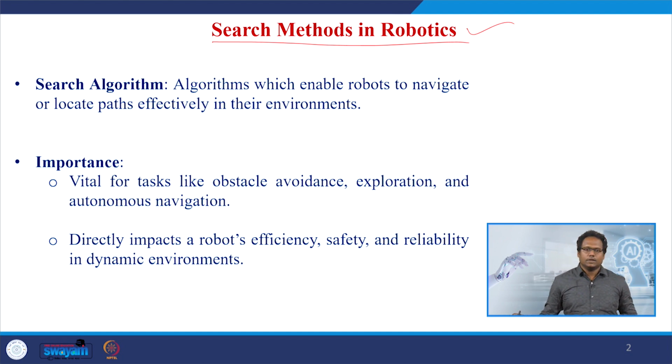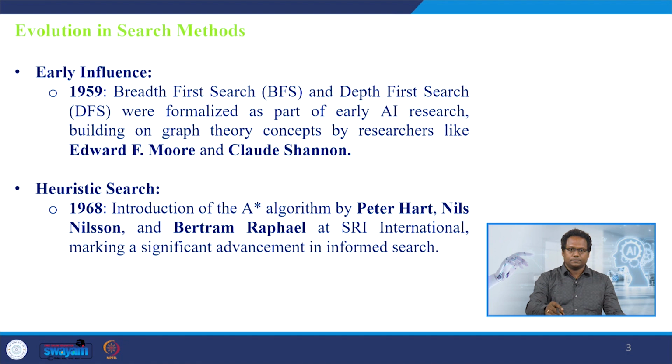Search algorithms are algorithms which enable robotic systems to navigate or locate paths effectively in their work volume. The importance or the significance of the search methods is for tasks such as obstacle avoidance, exploration and autonomous navigation, and it directly impacts a robot's efficiency, safety and reliability in dynamic environments, where both the obstacles as well as the targets vary with respect to time.